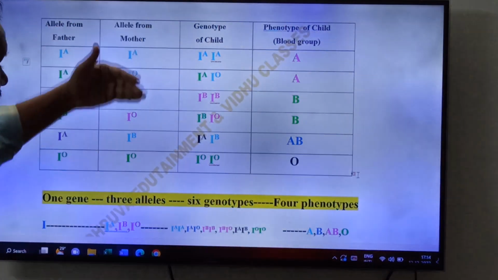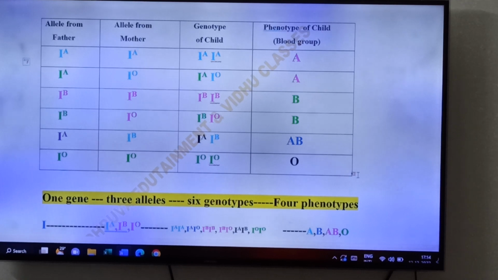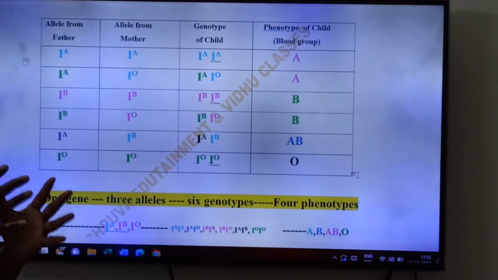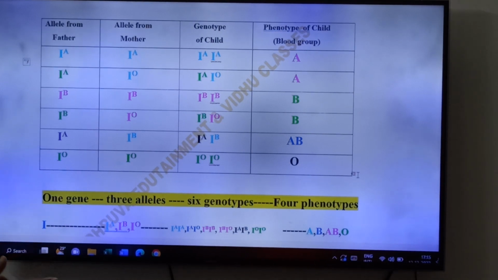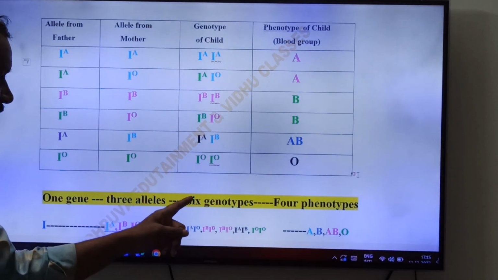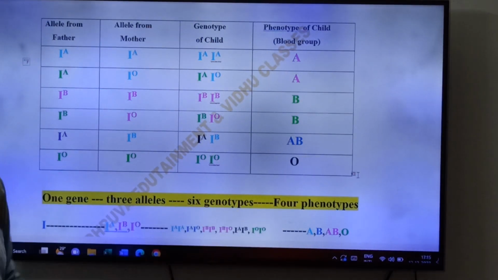Okay friends. Now see the chart once again. IAIA, A blood group. IAIO, A blood group. IBIB, B blood group. IBIO, B blood group. IAIB, AB blood group. IOIO, O blood group. See friends, 1 gene, 3 alleles, 6 genotypes and 4 phenotypes.